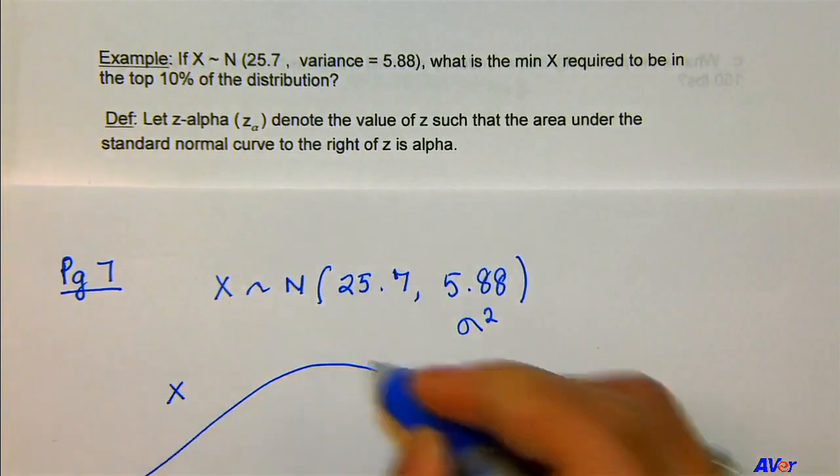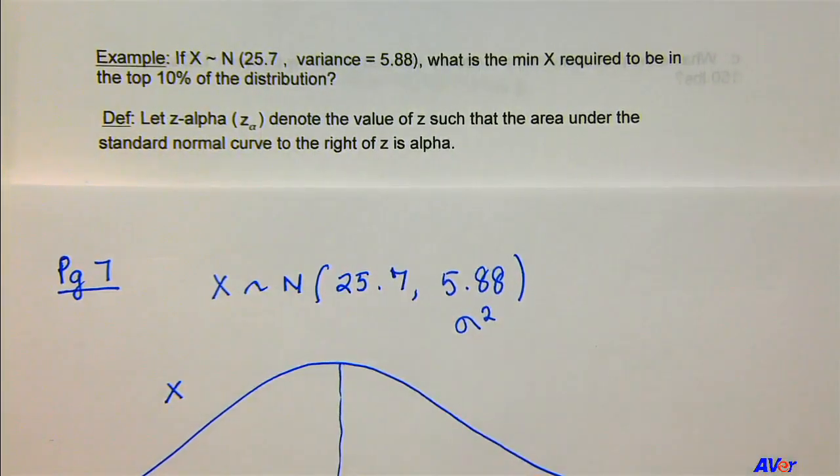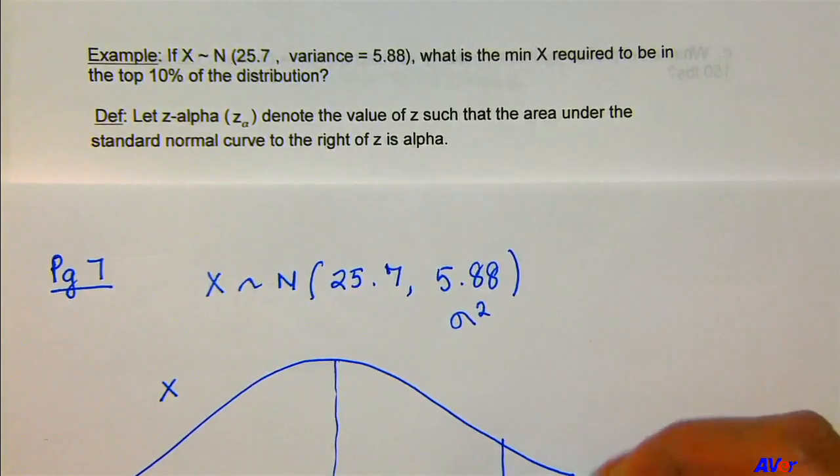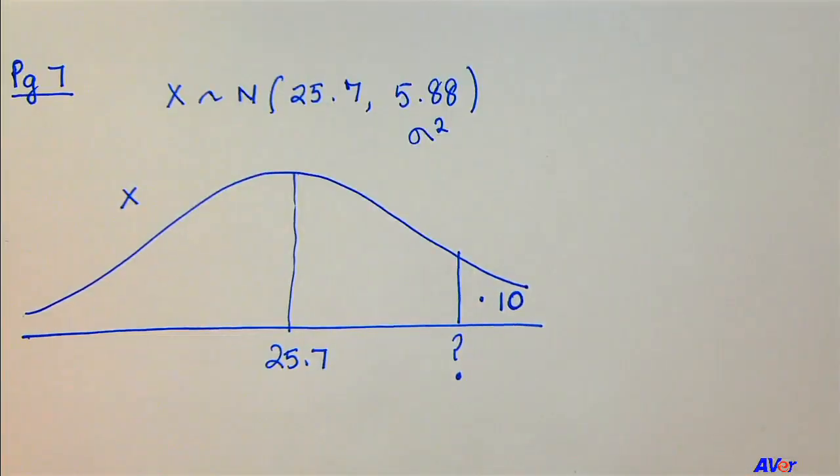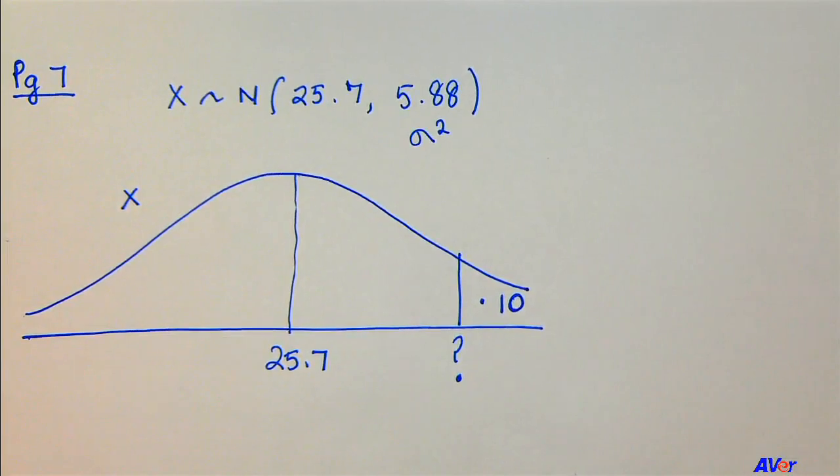So this is my x. This is 25.7. And I'm interested in what is this number such that this area is 10%. How do you think I should go about this problem? Any ideas? Yeah. Maybe go in the Z table and look at which value is like 0.9.